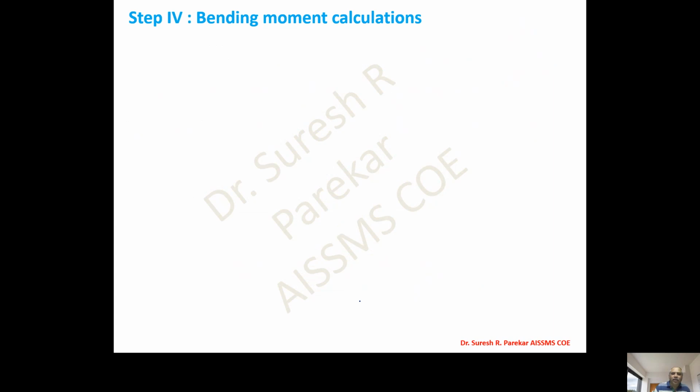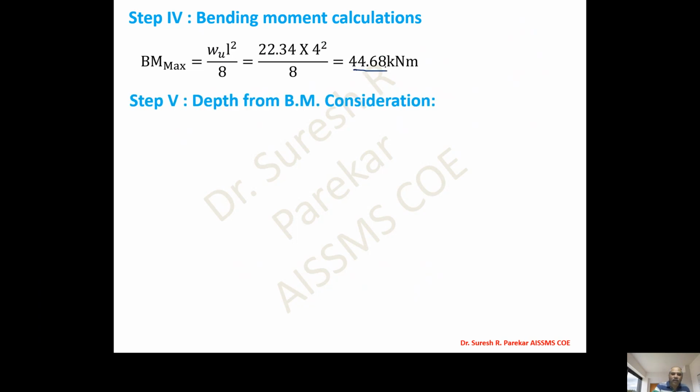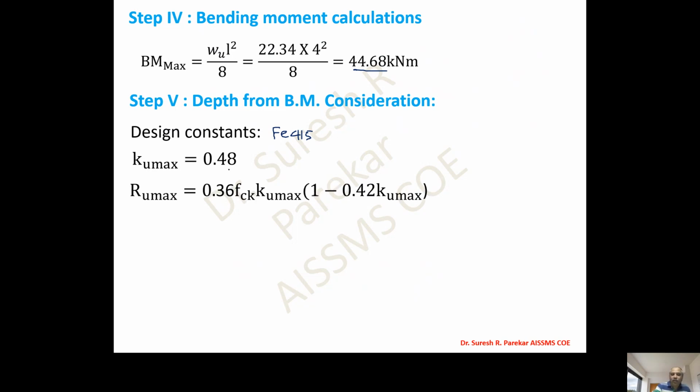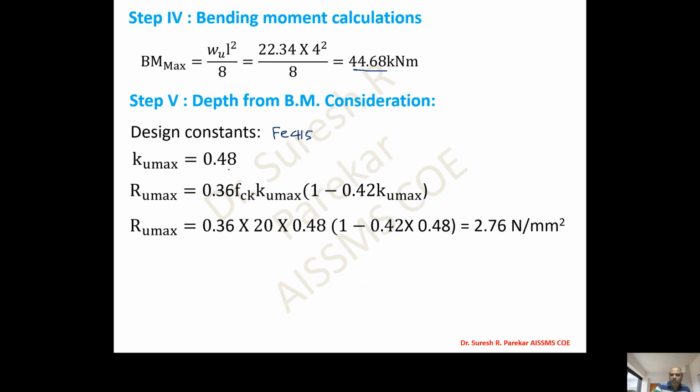Then as it is simply supported, we have WUL square by 8, 22.34 into 4 square by 8, we will get it as 44.68 kilonewton meter. Then we have depth from bending moment consideration, and then we have design constant KU max 0.48 because we have FE 415. For FE 250 it is 0.53, for FE 500 we have 0.46, and then we are going to substitute the values, which will give us RU max 2.76 Newton per mm square.